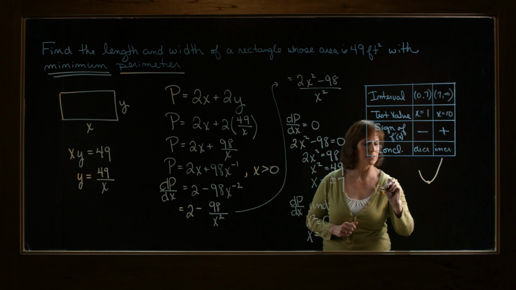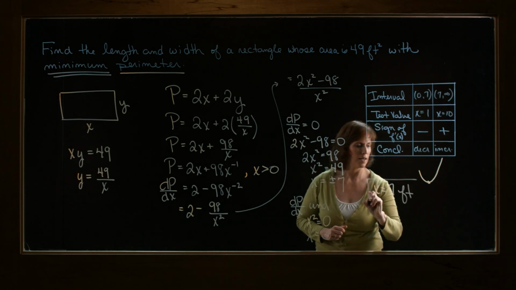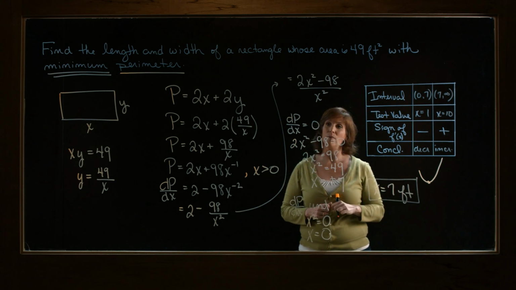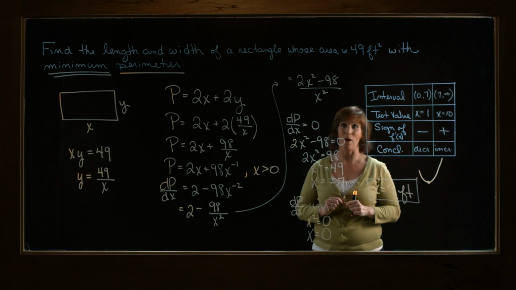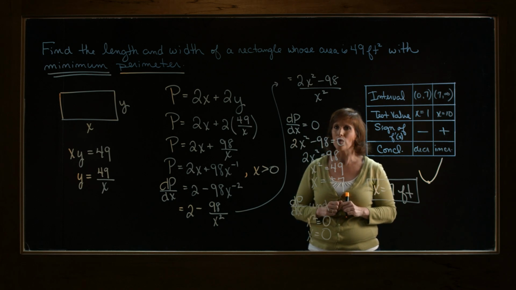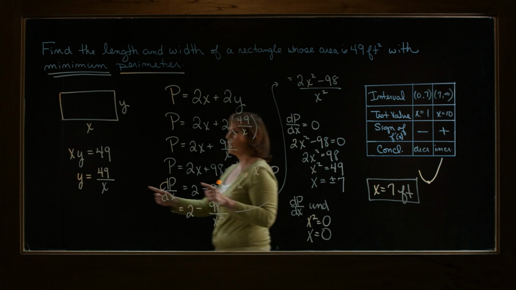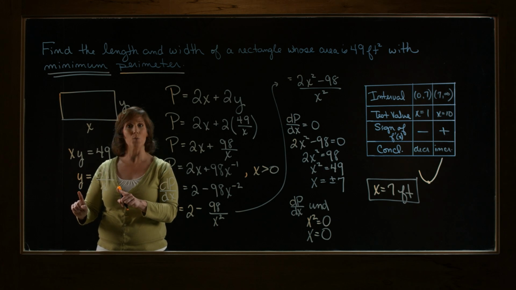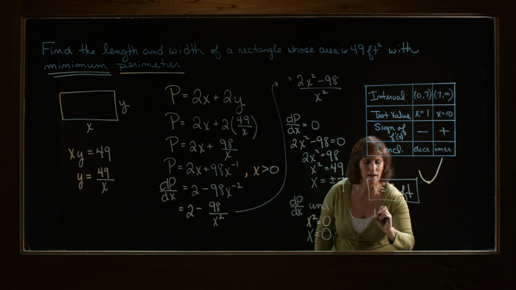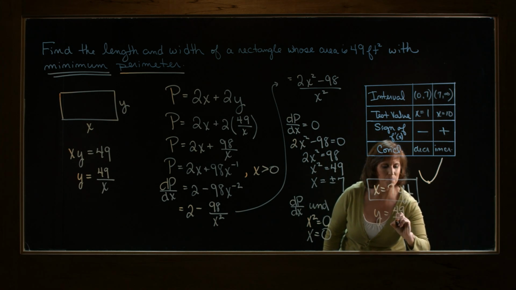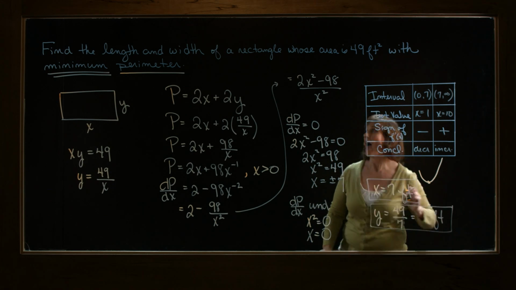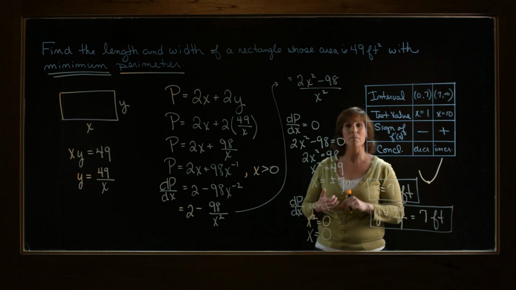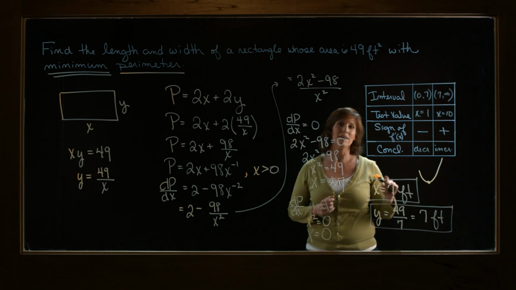So x equals 7 feet is going to be the dimension that will give me a minimum perimeter. Now be careful, it asks for the length and the width. I've only given you the length. So how do I find the width? Back to our secondary equation. I know that the width, which I've written as y, is 49 divided by x. So y is 49 divided by 7, or 7 feet. And so our particular rectangle with a minimum perimeter is going to be the square that is 7 by 7.